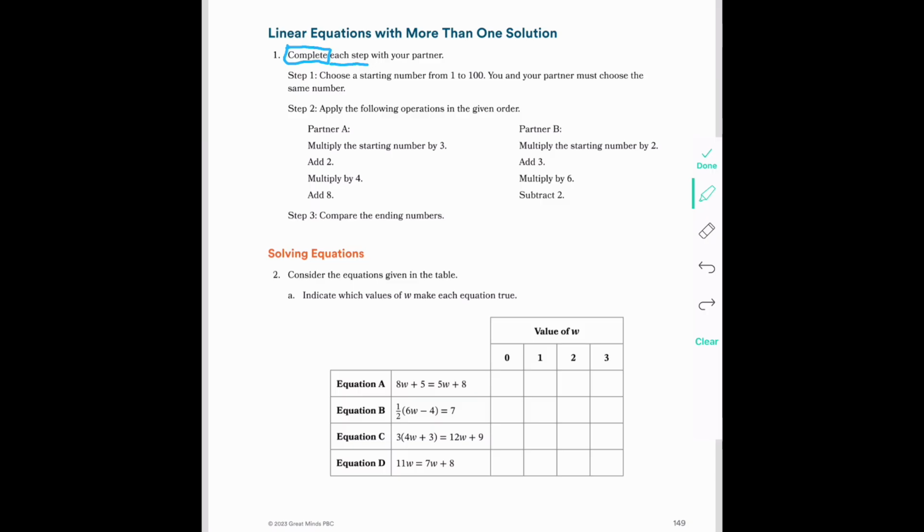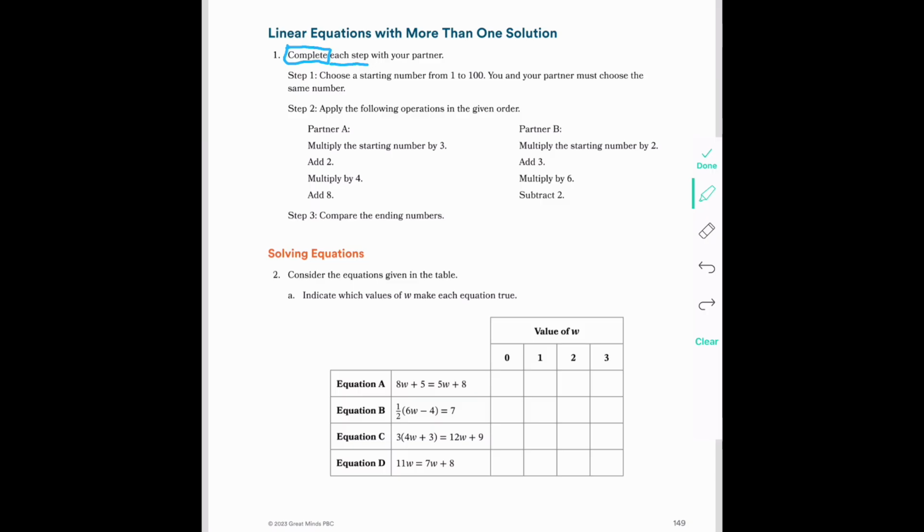So all of y'all should already be in groups of 3, if not 2. If you're by yourself, please partner up or go to a table with somebody. So before I even read step 1 and 2, this is how this is going to work. The people that are closest to the window, y'all will be partner A. If you're in the middle, like if you're a group of 3, you're going to be partner B.